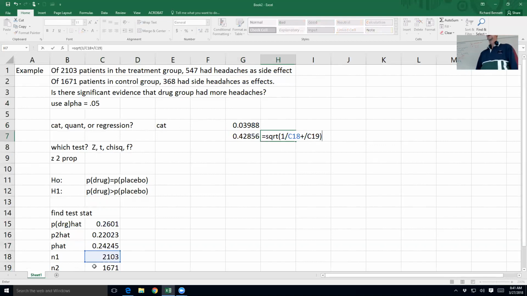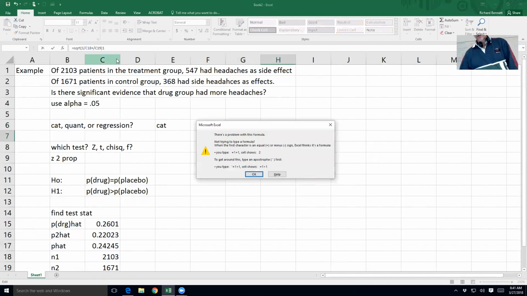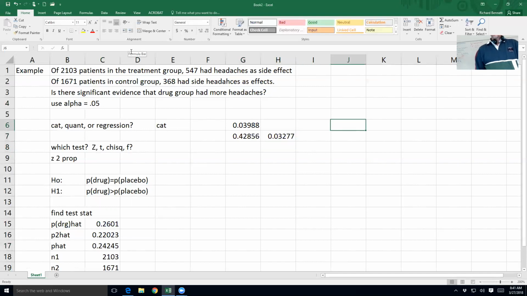I missed my 1, thank you. So I'm going to take my numerator divided by my denominator, which is this times that. That gives me a value of 2.83. What is 2.83? That's my z-score. What's my next step?